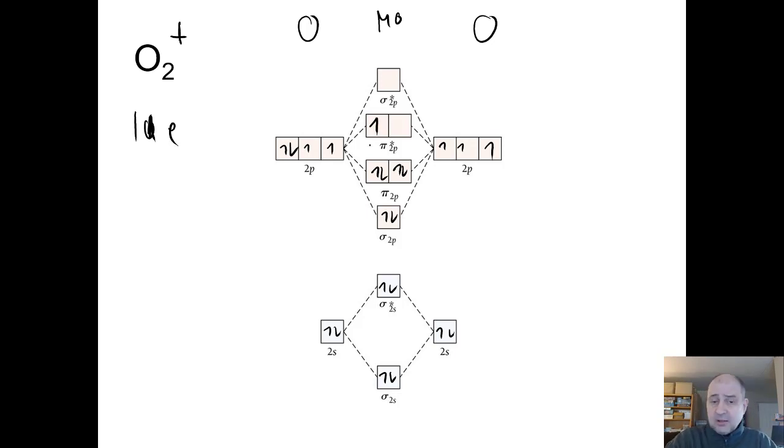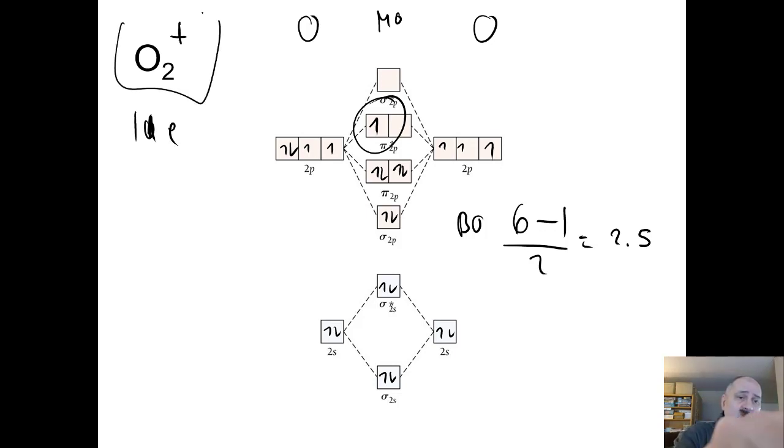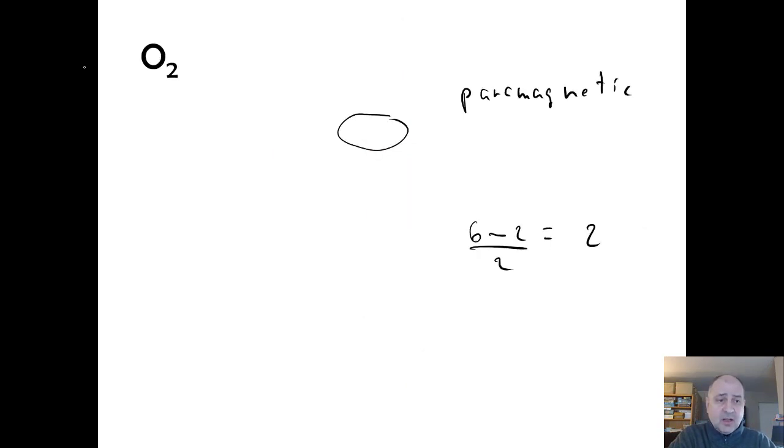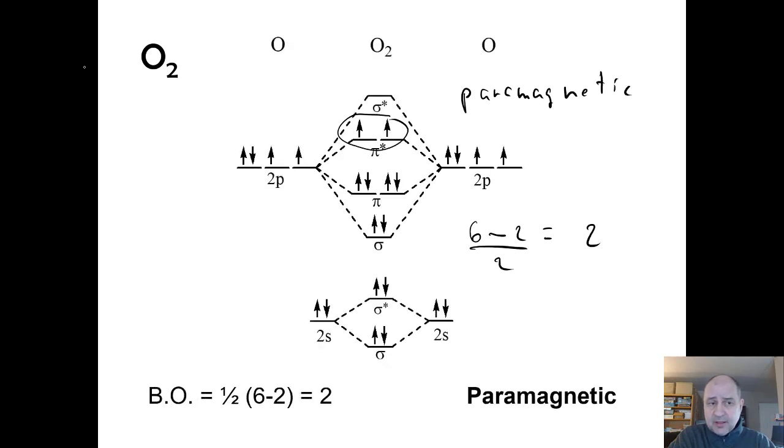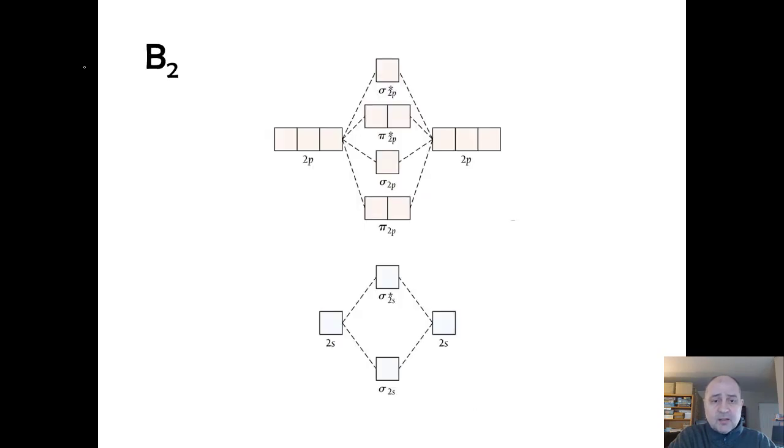Okay, we can still calculate the bond order. Now it's going to be 6 minus 1 divided by 2, which is 2.5. So now we have a bond order of 2.5, and this is still paramagnetic. So you should easily be able to do this for any of the diatomic molecules I might ask you for. I can charge them. I can even have O2 plus 3 if I wanted to. You should be able to do this hypothetically. This is the picture for O2, as it is neutral.